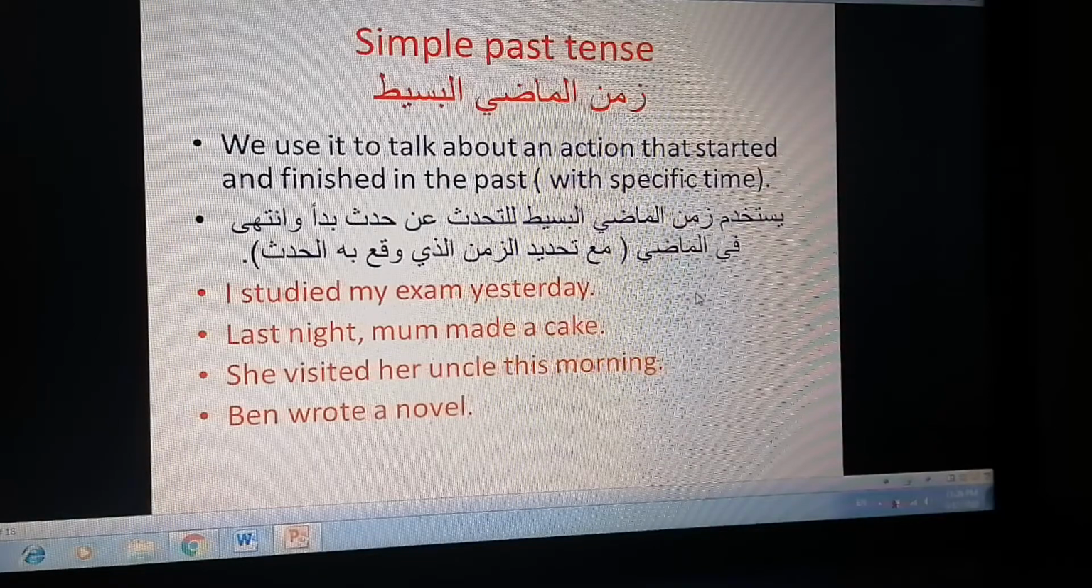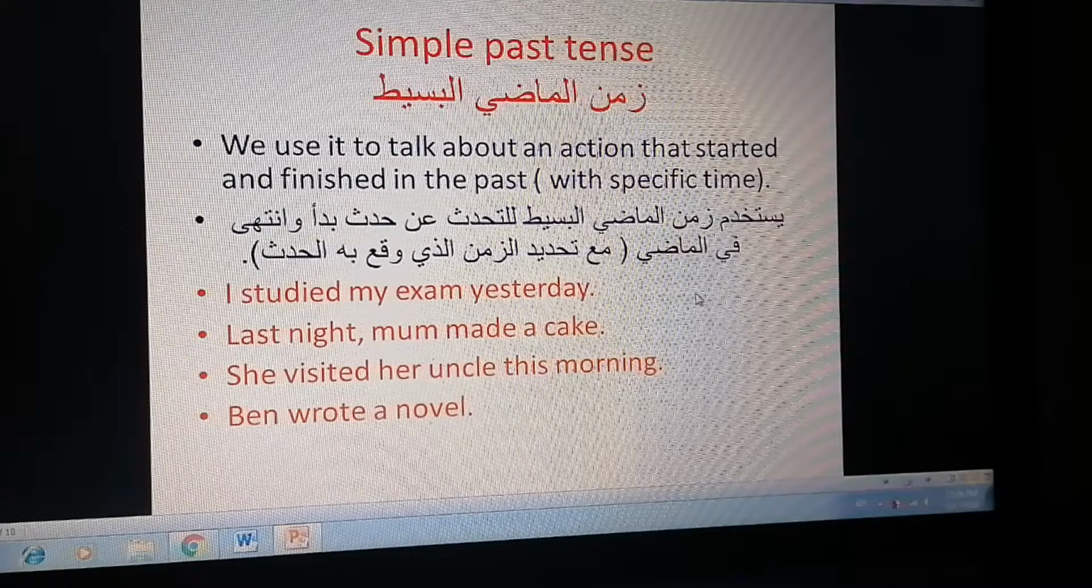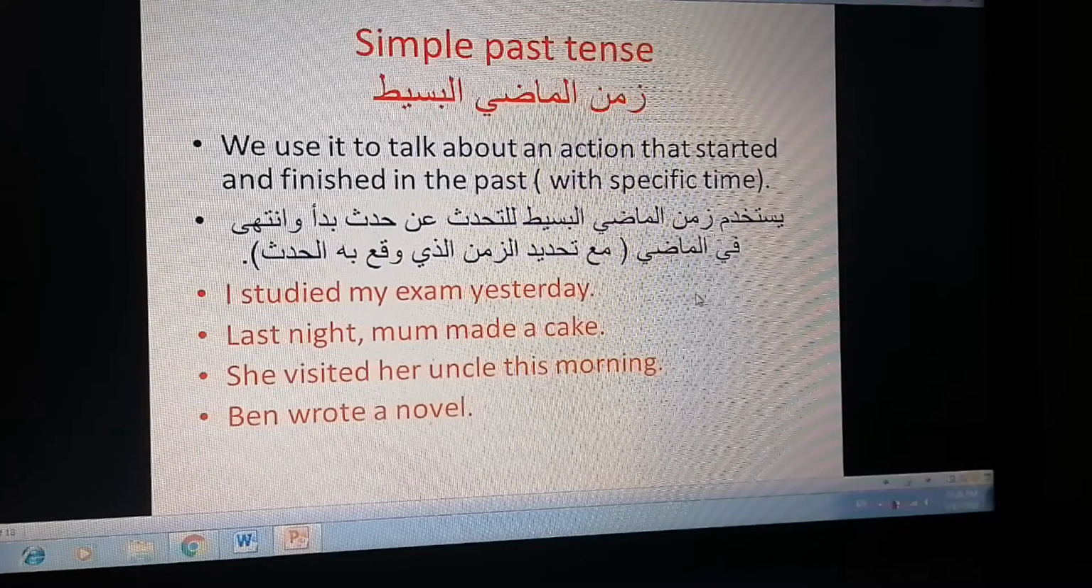Look at the example. I studied my exam yesterday. أنا درست امتحاني أمس. Last night, Mom made a cake. She visited her uncle this morning. Ben wrote a novel. كل هاي الإكزامبل اللي قدامنا هي بتحكي عن حدث حصلت في الماضي وانتهت، لا يوجد لها أي آثار في الحاضر وغير مستمرة.